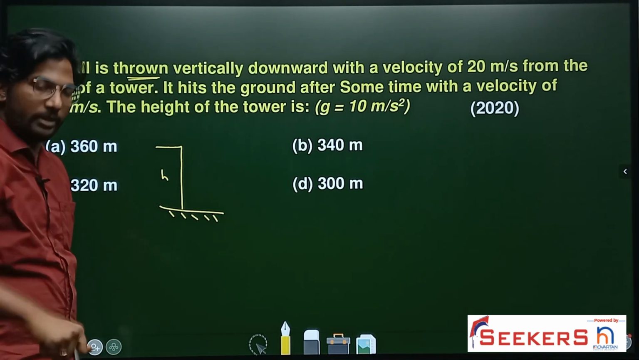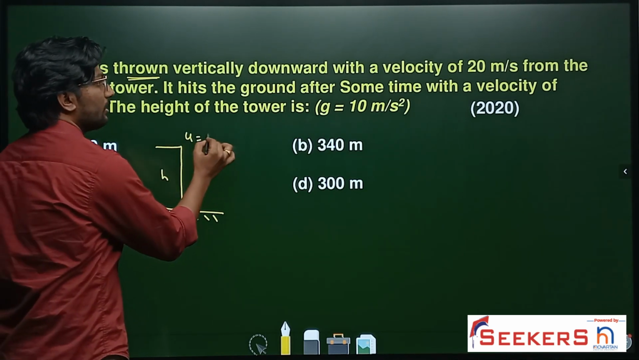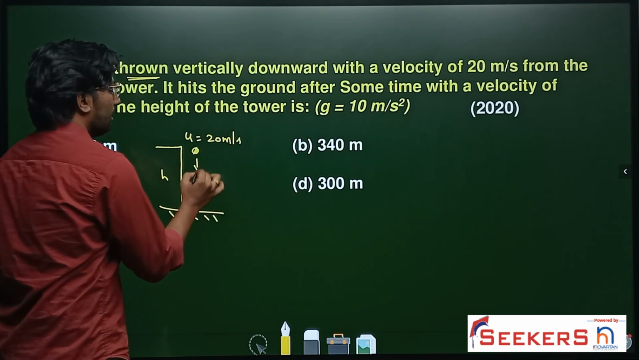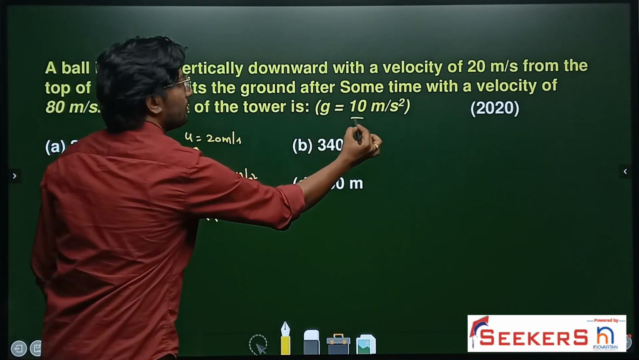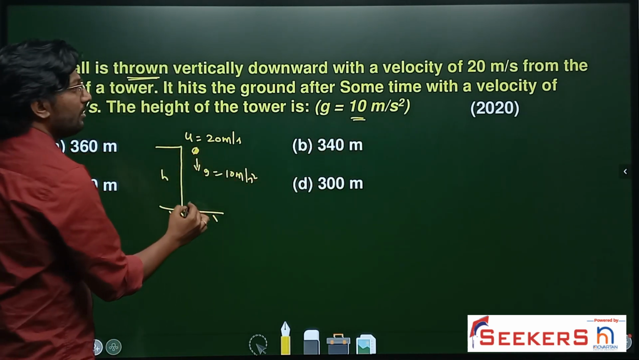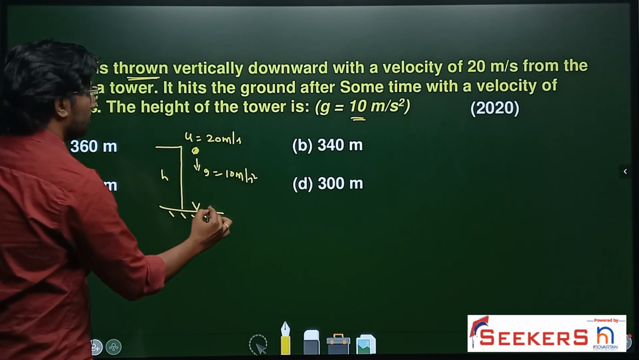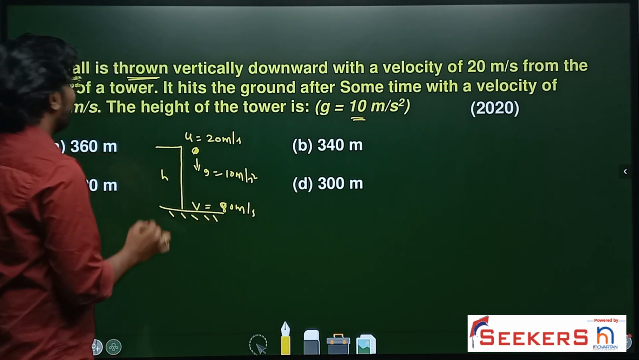So when we are throwing something down, we need to give it some velocity. So initial velocity is available, 20 meter per second. The ball travels down with acceleration due to gravity 10 meter per second square. That is what they have asked us to take in the question. It strikes the ground with some velocity, that is 80 meter per second, and you need to find the height.